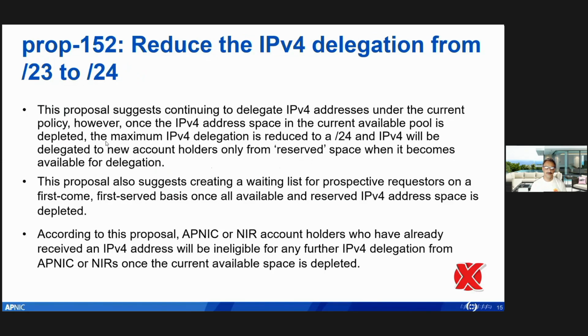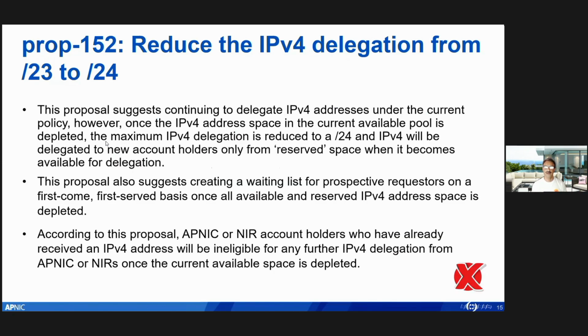The second one was Prop 152, reduce the IPv4 delegation from /23 to /24. So the current maximum delegation size is /23 in IPv4, regardless of whether you go to APNIC or TWNIC or any NIR; that's the maximum we give from the IPv4 resources we currently have. Now this proposal wanted to reduce that to /24. So the minimum and maximum will be /24 that anyone will get, and that space is reserved for new members. So existing members, if they already received a /23 of IPv4 resources in the past, are not eligible to receive any more resources from this reserved space, which is only for new members.